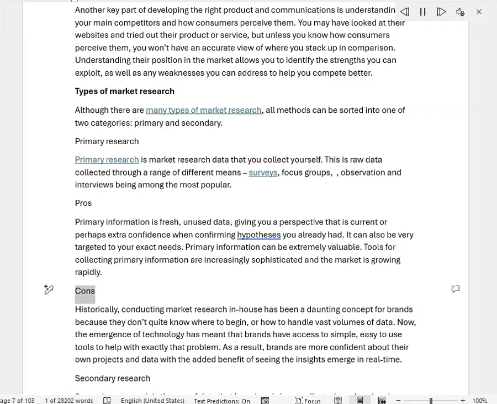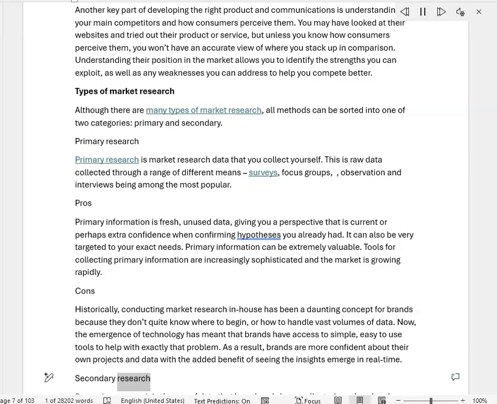Cons. Historically, conducting market research in-house has been a daunting concept for brands because they don't quite know where to begin, or how to handle vast volumes of data. Now, the emergence of technology has meant that brands have access to simple, easy-to-use tools to help with exactly that problem. As a result, brands are more confident about their own projects and data, with the added benefit of seeing the insights emerge in real time.